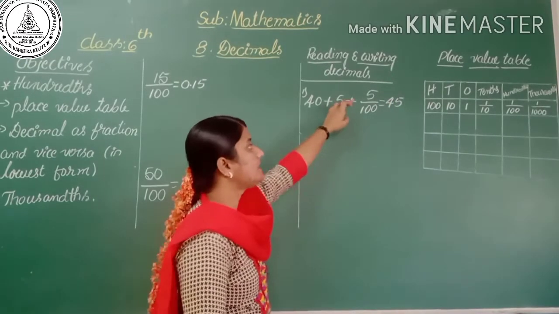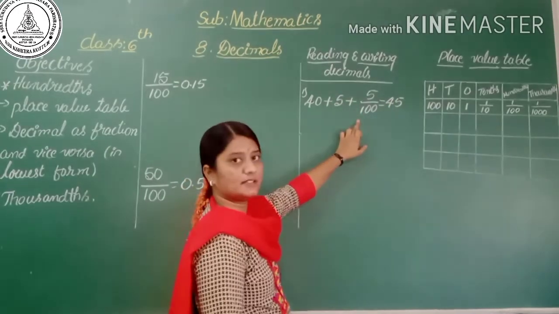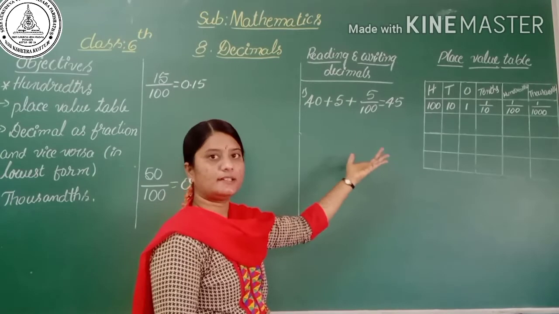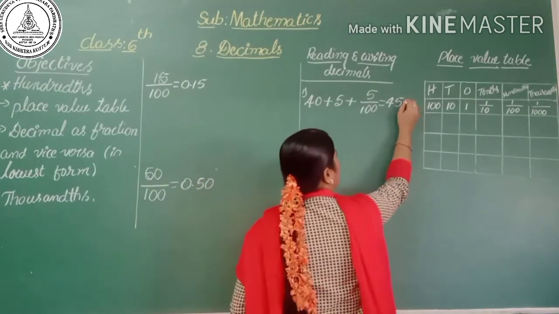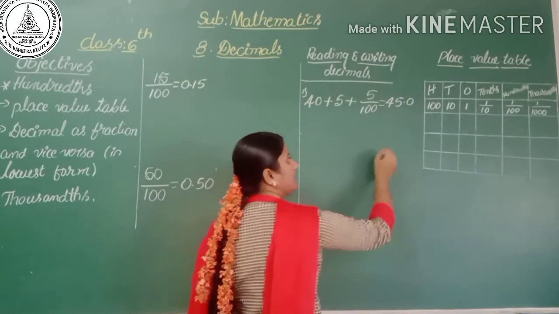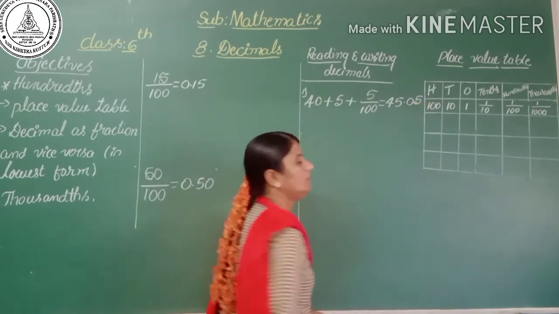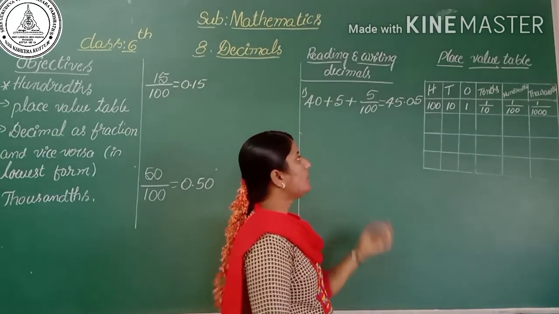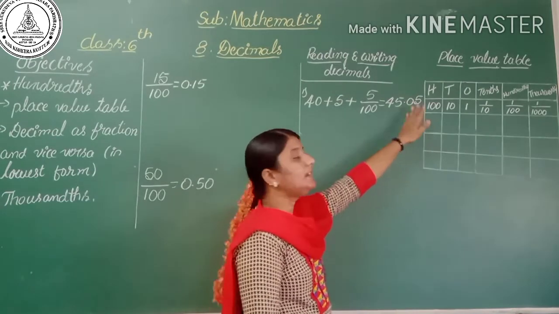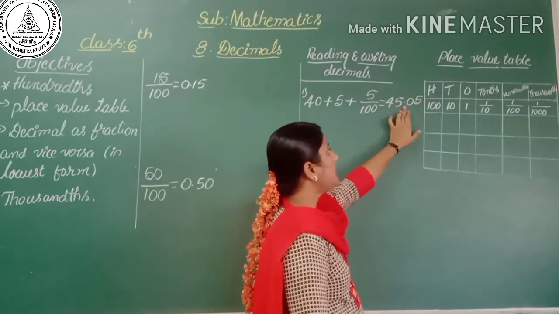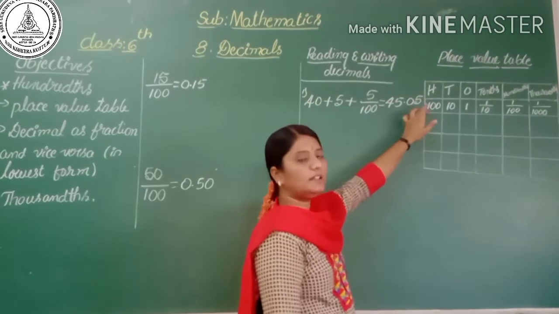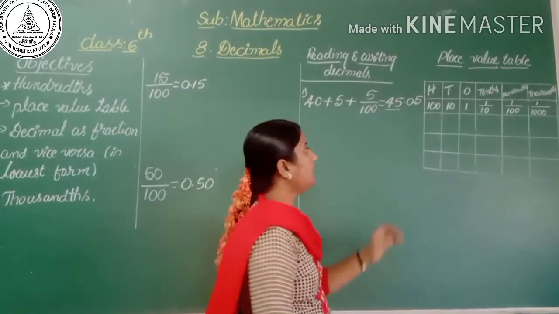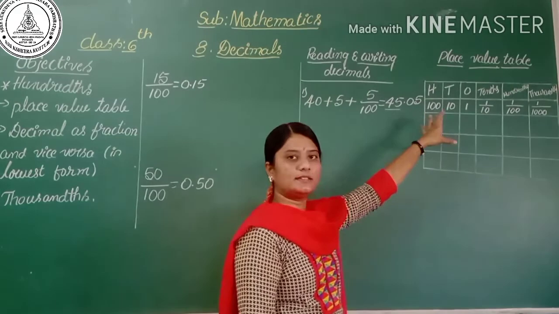And here there is a decimal part, 5 by 100. Right? So in 5 by 100, there is no tenths place. So what do we have to write in the tenths place? We have to write 0. And in the hundredths place, there is a 5. Okay, 45.05. In the previous class, I told you how to read the decimal number after the decimal point. So after the decimal point, we have to read it as single digits. We have to read the whole part, and after the decimal point, read it as single digits.